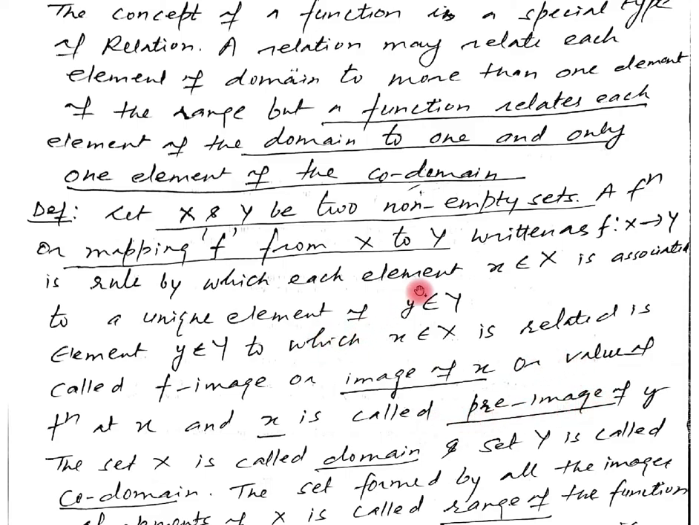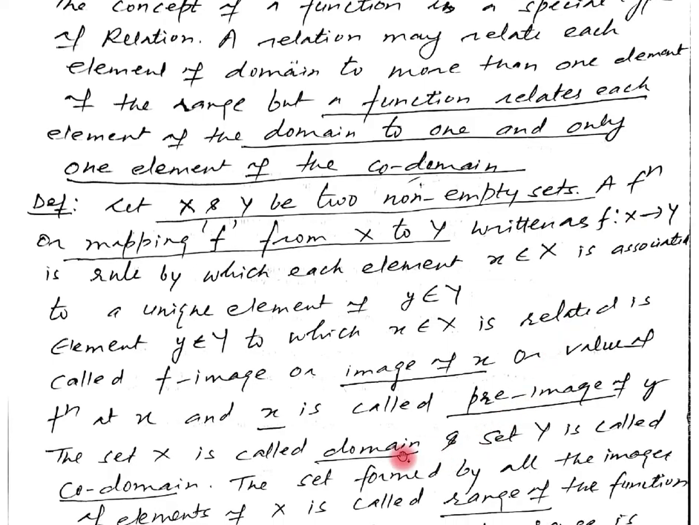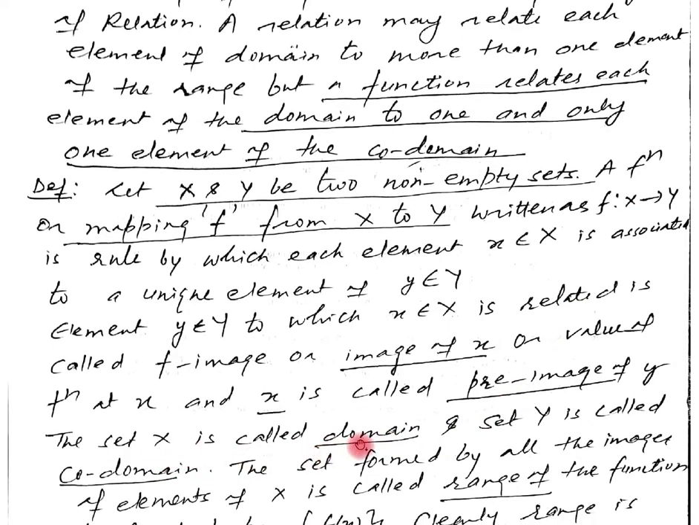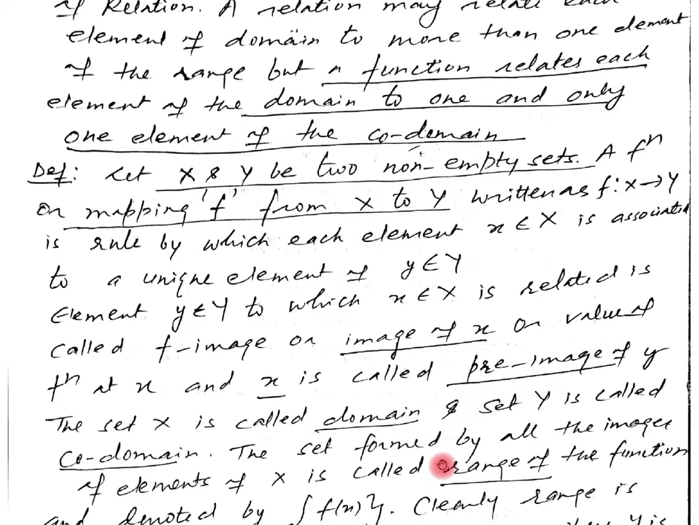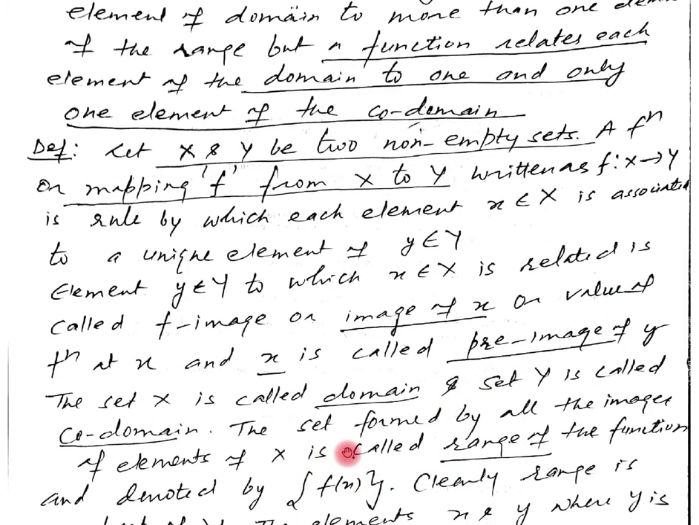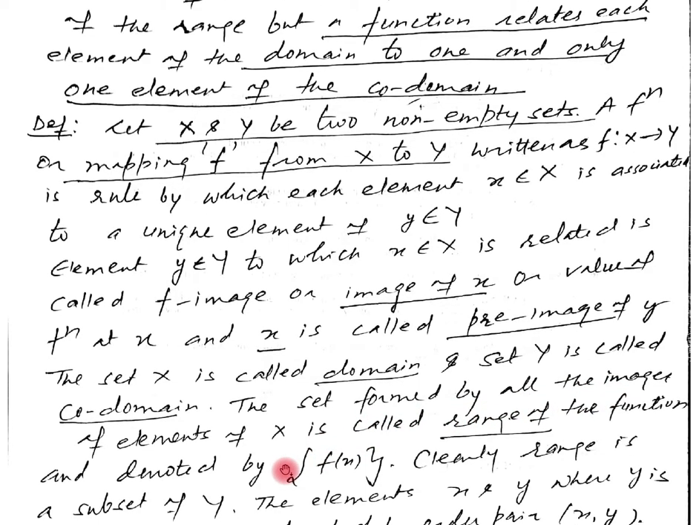Now if f is a function from X to Y, then the elements of X are known as the pre-images of the elements of Y, and the elements of Y are known as the images of the elements of X. Now here the set X is called the domain. If f is a function from X to Y, then the set X is known as the domain and the set Y is known as the codomain of the given function, and the set formed by all the images of the elements of X is called the range of the function.